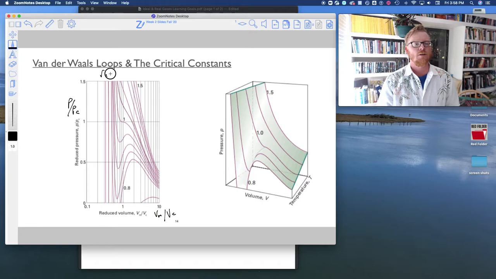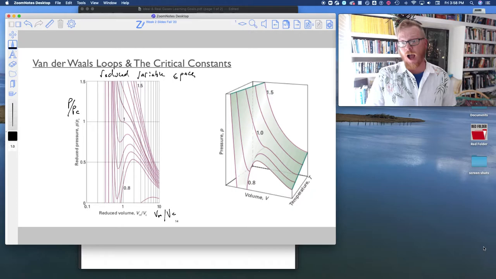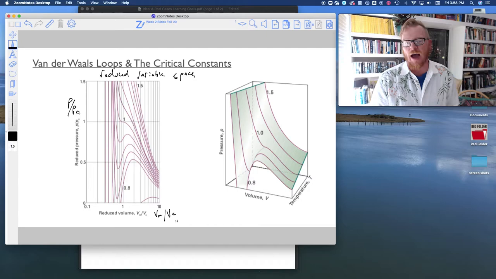Reduced variable space. That means we don't have to specify the actual unit, because if this pressure was in atmospheres, but I then divided it by the critical pressure in atmospheres, it becomes unitless. And look, there's something really cool that happens. At 1 and 1, in other words, when the pressure is exactly at the critical pressure and the volume is exactly at the critical volume, look, that's right where we get that saddle point. Beyond those pressures and volumes, the loops start taking over. And remember, these loops are not physically accurate, so this is the point where we should no longer use the van der Waals equation.